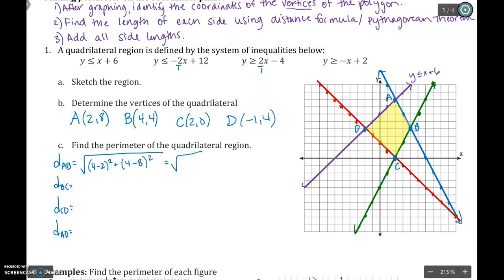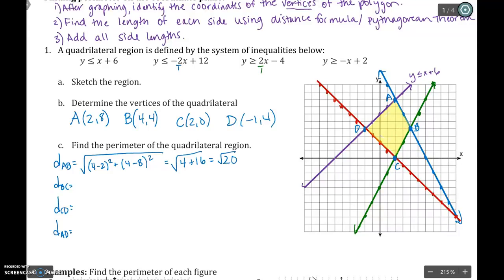And so 4 minus 2 would be 2 squared, which is 4. 4 minus 8 would be negative 4 squared, which is 16, and we get radical 20. Or if you wanted to do the counting on the coordinate plane, since you have a graph, you can do your horizontal and vertical change that way. So for B to C, it goes horizontally 2 units and vertically 1, 2, 3, 4. So over 2 and down 4 is my change.